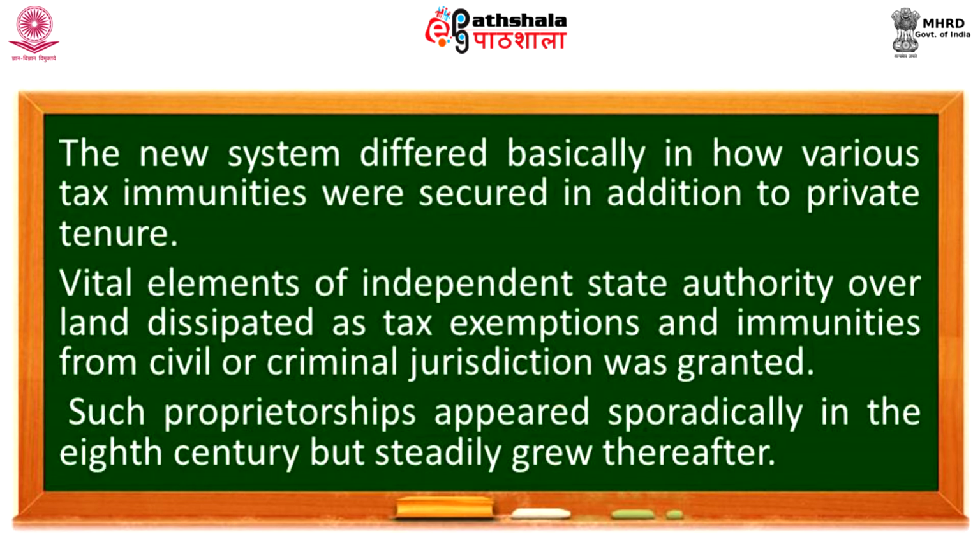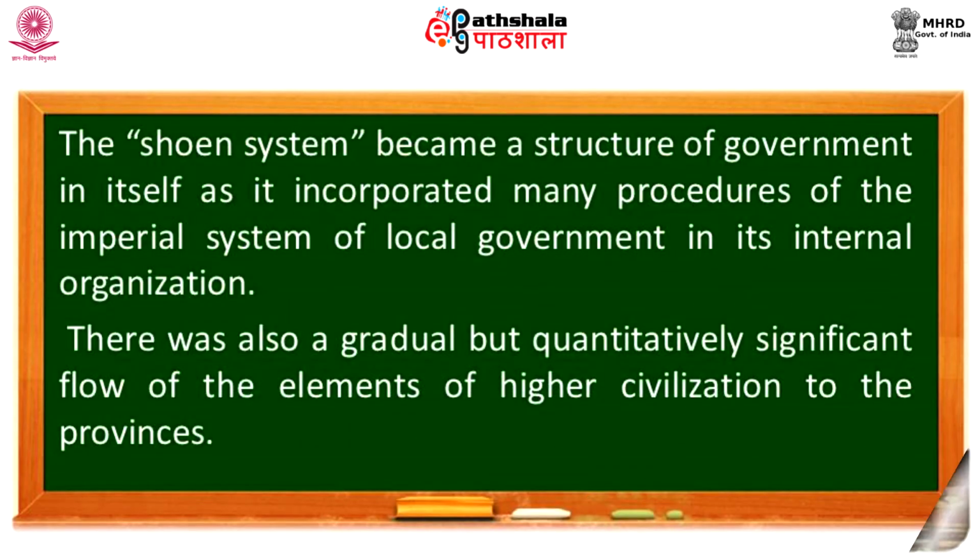Such proprietorship appeared sporadically in the 8th century but steadily grew thereafter. When it had run its full course, it is estimated that approximately 5,000 separate Shoen jurisdictions were present in 13th century Japan. The proprietors assumed most of the duties of governance and fiscal rights which had once belonged to the central government. The Shoen system became a structure of government in itself as it incorporated many procedures of the imperial system of local government in its internal organization.